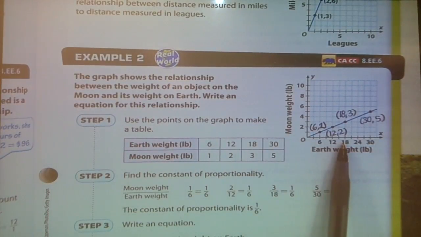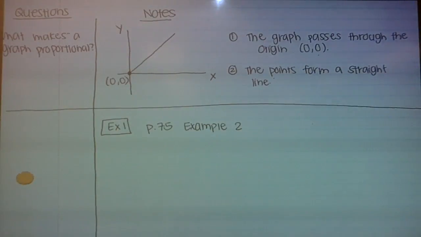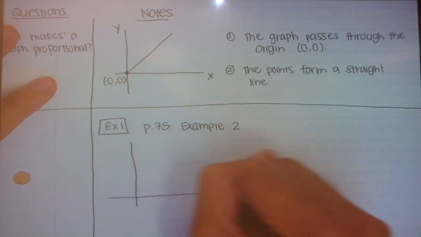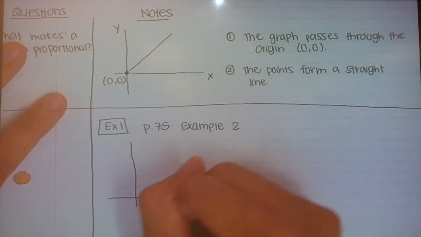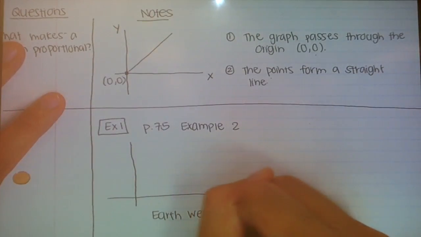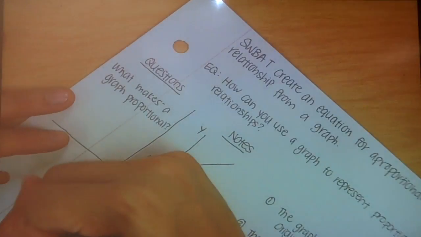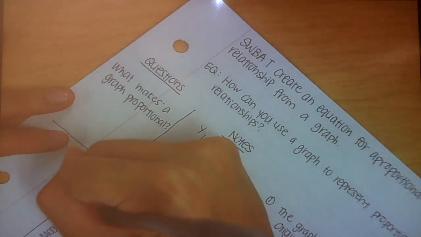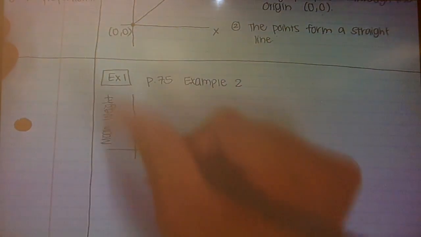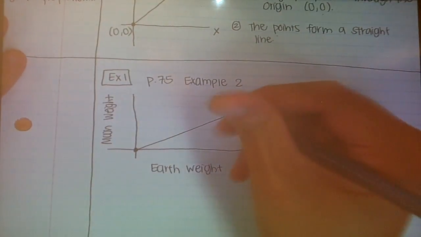So here's the graph that we're looking at. Let's go ahead and recreate that on our papers. So it's just a rough sketch. So I have the Earth weight, and I have the moon weight on the y. And my graph looks something like this. It doesn't have to be exact.